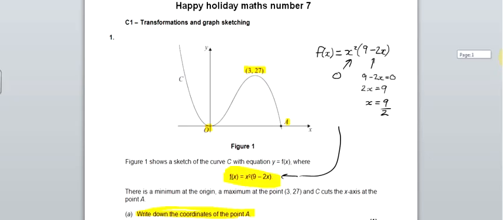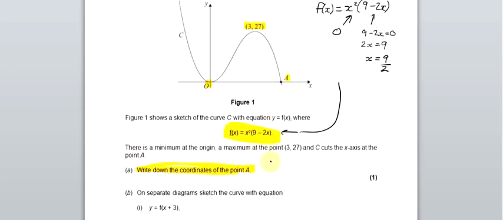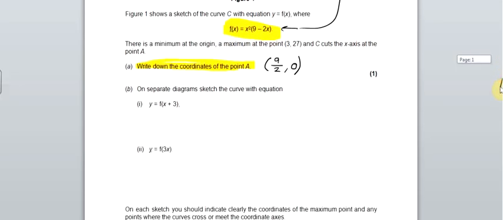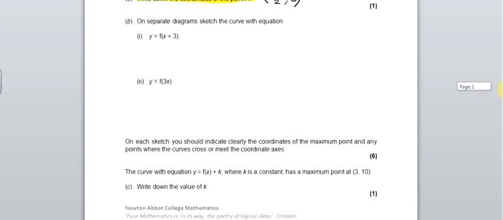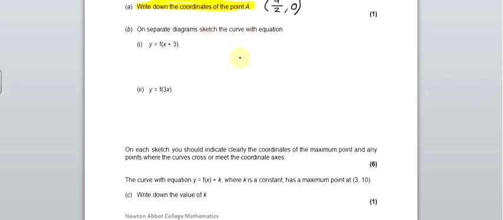Now the coordinates of the point A are 9 over 2 along, 0 up. On separate diagrams, sketch the curve with equation, and there's two equations, so we're going to do that down here. So here's our first diagram.